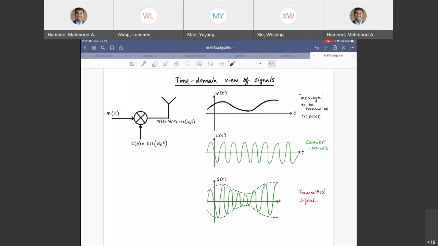So message, slow. Carrier, fast. Periodic, same amplitude. The amplitude of the carrier got modulated based on the message signal. Higher the message, higher the amplitude. Lower the message, lower the amplitude, and so on. Right? So the amplitude of the carrier got modulated because of that. Next.